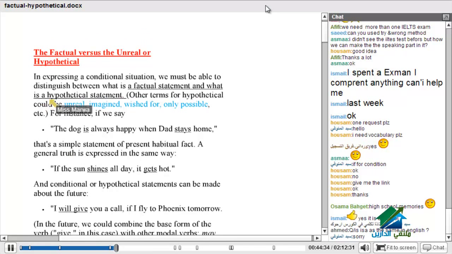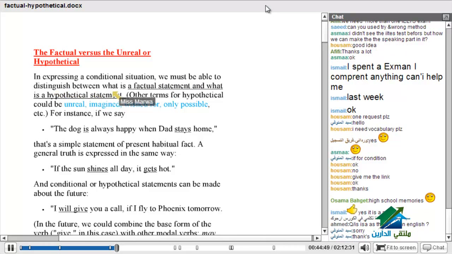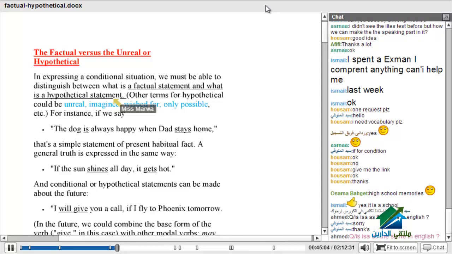Let's continue. In expressing conditional situations, we must be able to distinguish between what's a factual statement and what's a hypothetical statement. Okay? So now we have to know the difference between a factual statement and a hypothetical statement. Okay?